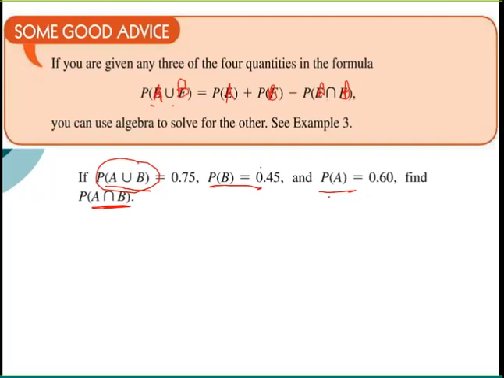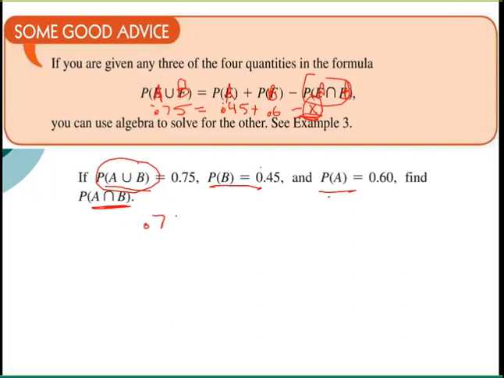Basically, I can replace them in this formula and put the 0.75 here, the 0.45, the plus sign, the 0.6, and then the minus, and then we'll just say X, rather than write all that out, though I could. Anyway, I'm trying to solve for X, the leftover part. So let's go ahead and do that.